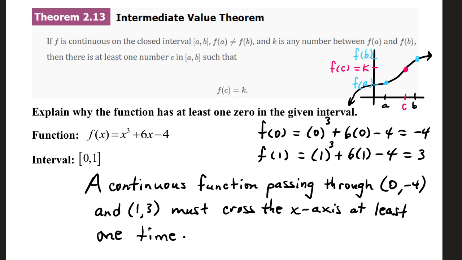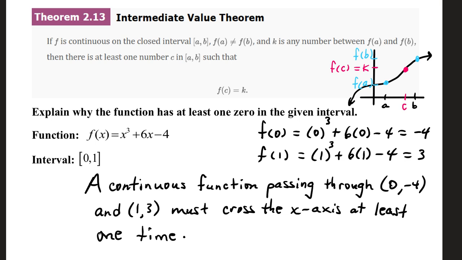Explain why the function has at least one zero in the given interval. Our function is f of x equals x cubed plus 6x minus 4. Our interval is 0 to 1. It's a short interval. f of 0 gives us an answer of negative 4. The other endpoint, f of 1, gives us positive 3.